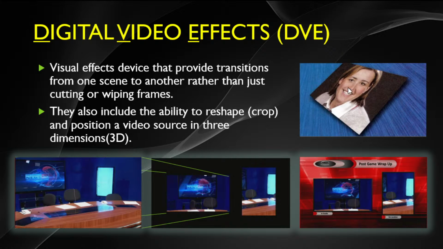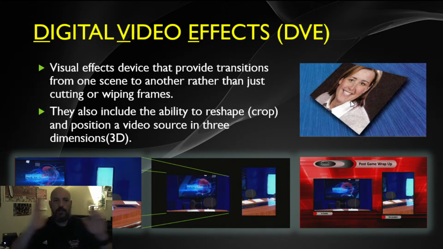So for our DVE, you see a video of a person that's angled. And so for this shot, you would see them full screen, and then the effect would shrink it and then throw it over the anchor's shoulder. Well, the DVE, or the digital video effects, is giving them that ability.